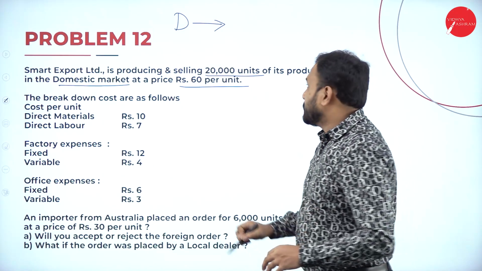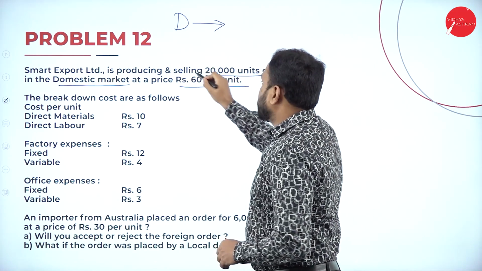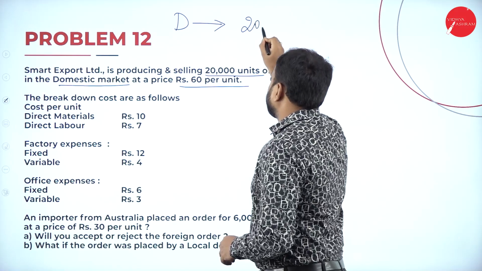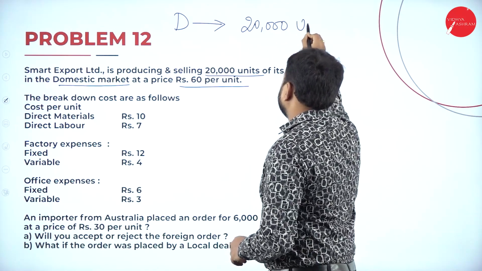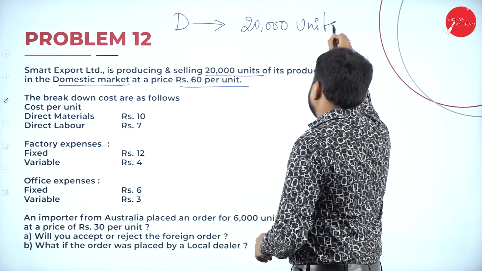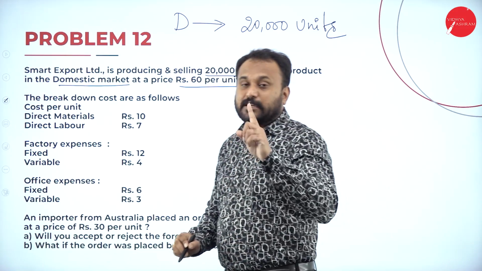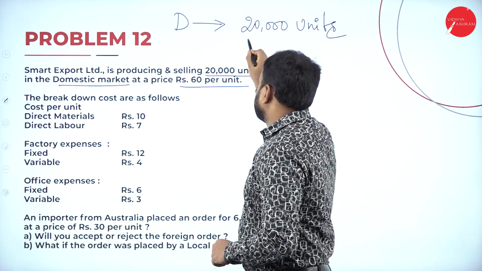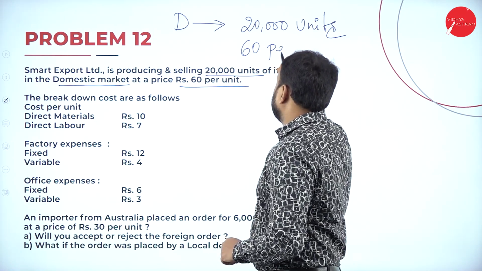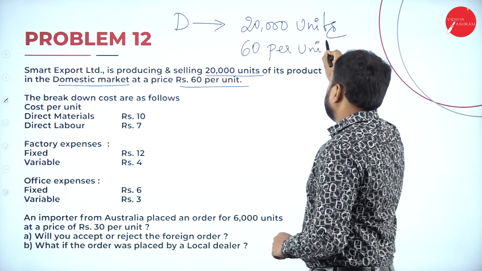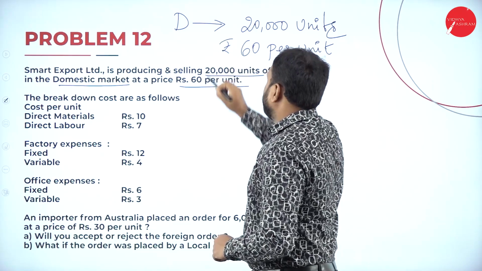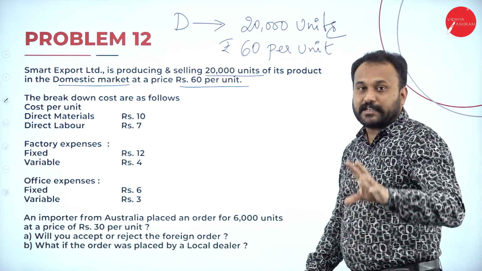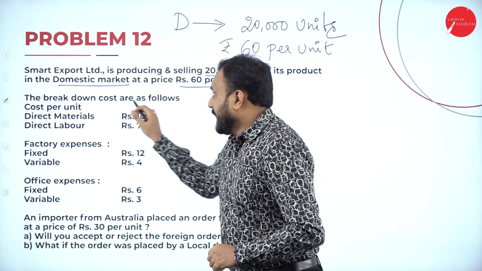How many units are produced as well as sold? That is 20,000 units. In domestic, it is how much? 20,000 units. What is the rate? The rate is 60 per unit. That is, you will go with rupees 60 per unit. Domestic, that is one.